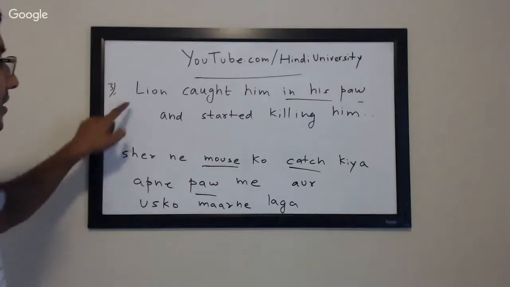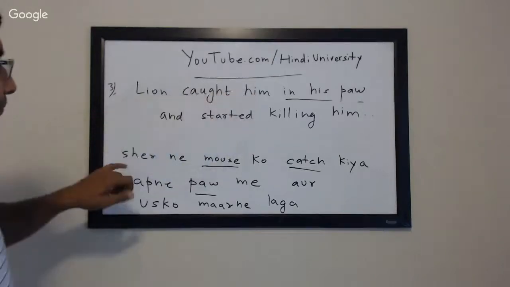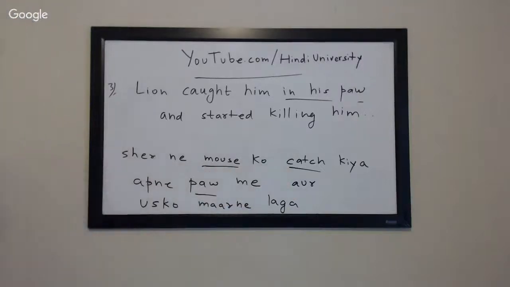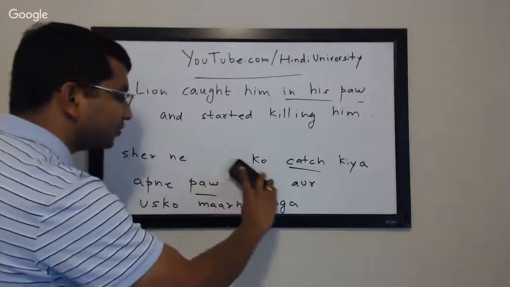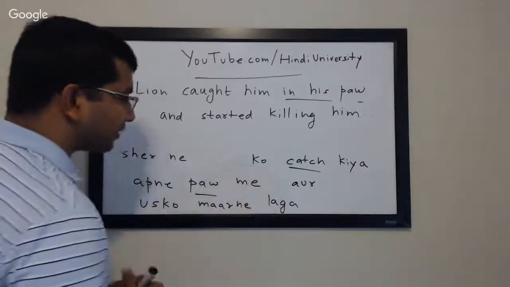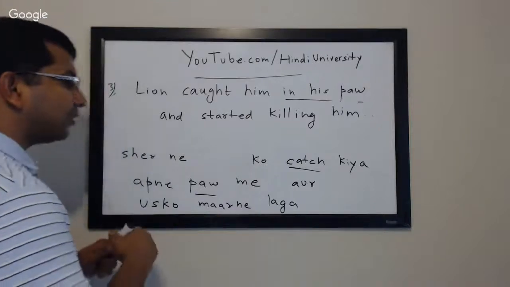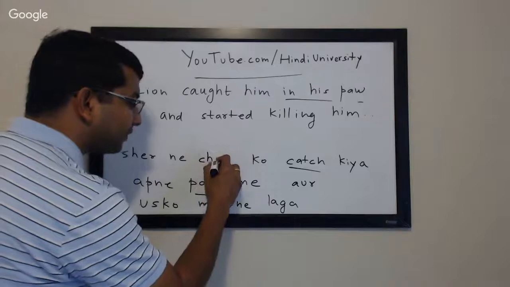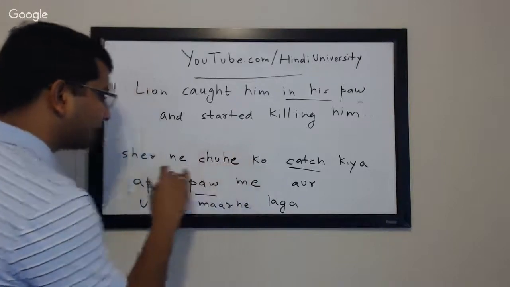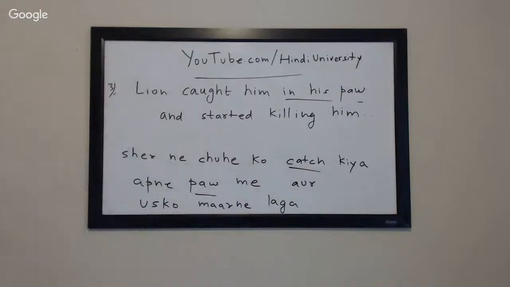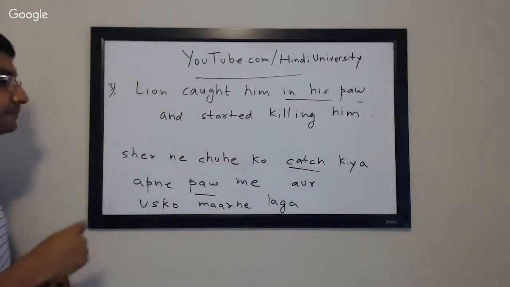So you can see, lion caught him: Sher ne mouse ko catch kiya, okay? Now the same thing we can say. Mouse you already mentioned, chuha. But because there is a postposition after that, there will be an oblique case of mouse or chuha. So the oblique case of chuha becomes chuhe. Sher ne chuhe ko catch kiya. Okay. To catch is pakadna.